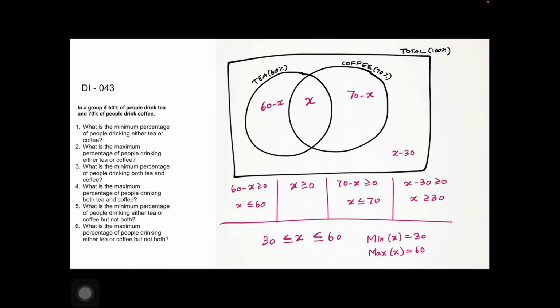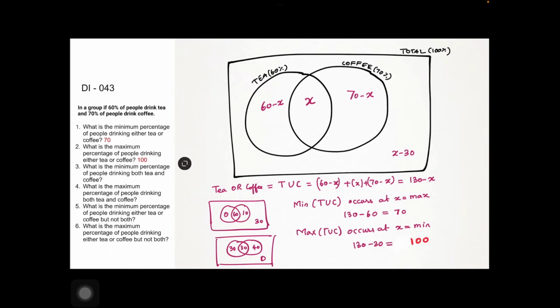Now let's focus on the first and second questions. First and second questions are focusing on the number of people who are drinking either tea or coffee. That is, people who belong to either the tea circle or the coffee circle. So here, if any one of the conditions is satisfied, that is the region that we can take. So we are looking at 3 regions: the 60 minus x region, x region, and the 70 minus x region. When we add these 3 regions, what we have here is 60 minus x plus x plus 70 minus x. This is 130 minus x.